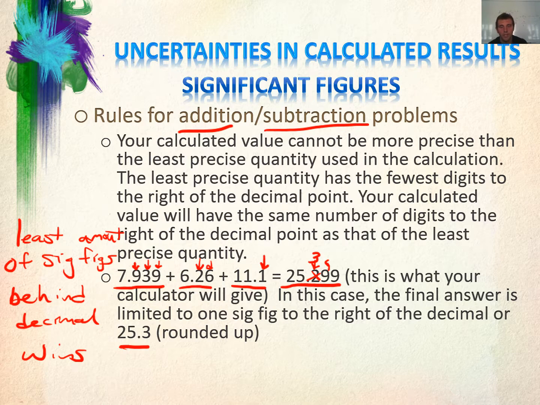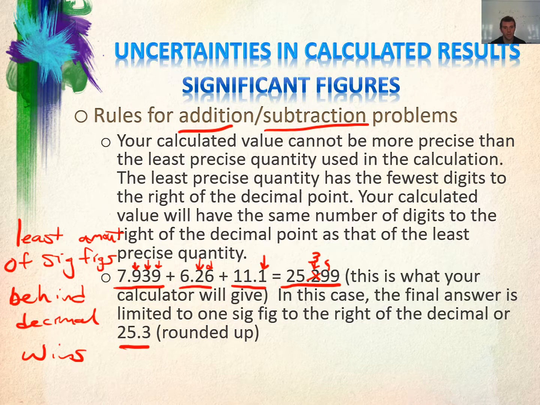So if we're doing addition and subtraction, and these are 3 different measurements I have, they have different numbers of digits past the decimal place, and that's what's most important. So least amount of sig figs behind the decimal is going to win. So what I'm seeing here is I have a number with only 1 digit behind the decimal place. So my answer can only have 1 digit behind the decimal place.